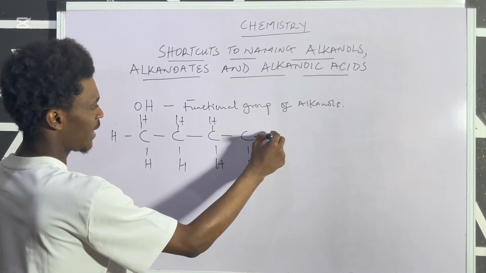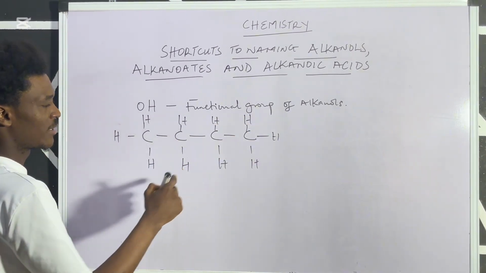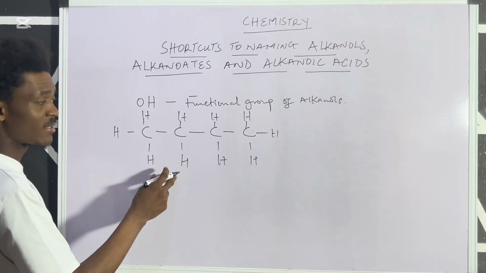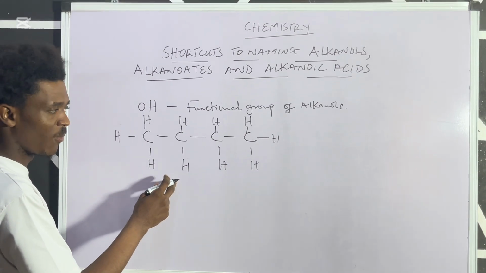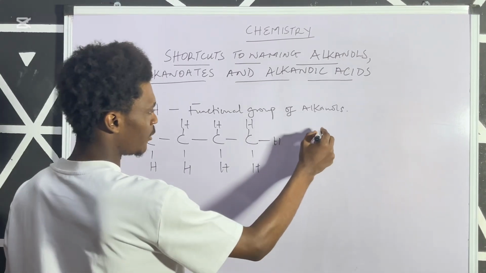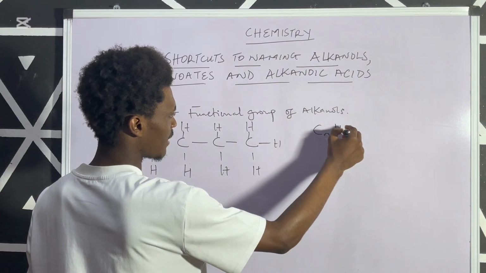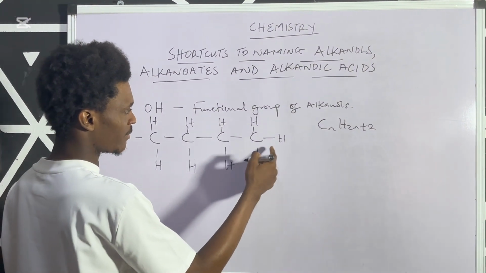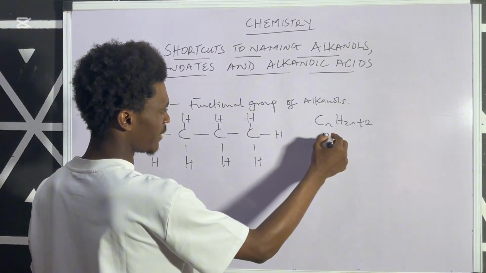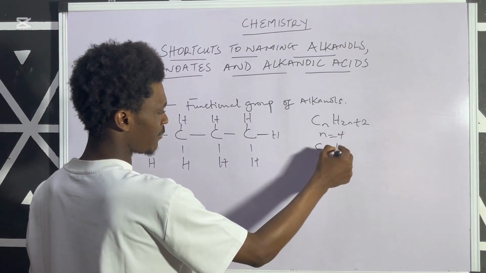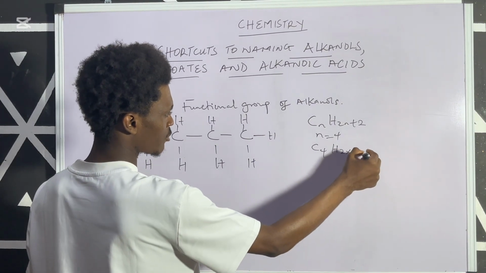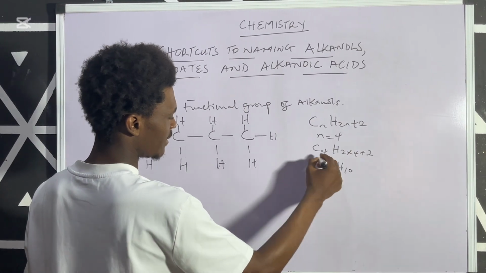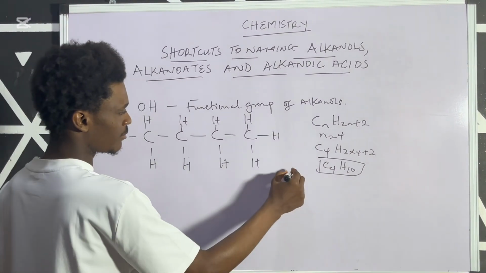Now, this structure has 4 carbons and 10 hydrogens. Now, considering this structure, this is actually a member of the alkanes. Why? Because looking at the alkanes, they are known by their general formula CnH2n+2. And since in this case we are having how many carbons? We are having 4. So our n value here represents 4. So it becomes C4H(2 times 4 plus 2). That should give us C4H, 2 times 4 is 8, plus 2, 10. So this is a member of the alkanes and it is called butane.